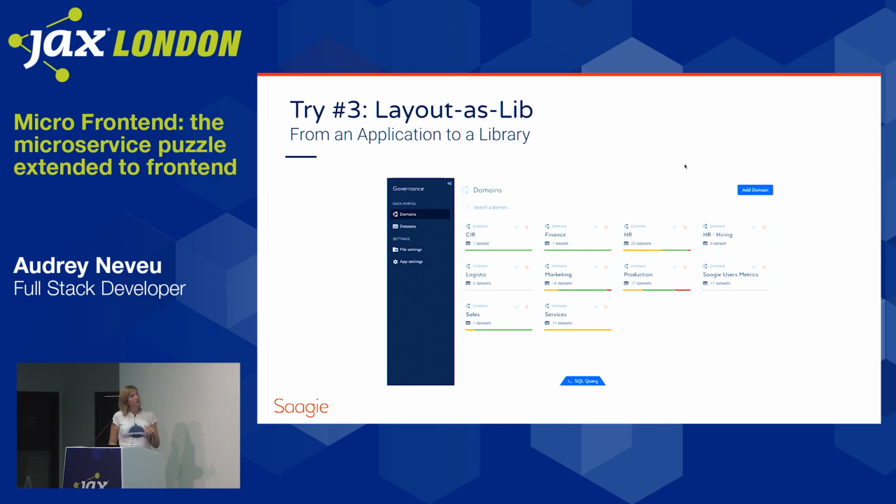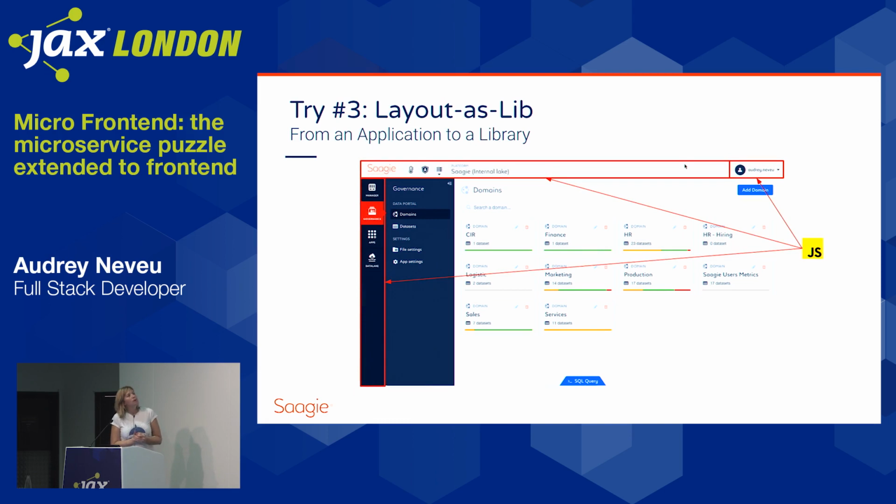So we recycled, we are very ecologist, so we recycled our web component from the beginning, the primary nav, the top bar, and the user menu. Except this time, instead of being in an application running on its own, they will be in a library, a JavaScript, as lightweight as possible library. And this library will then be installed by existing applications through NPM like any other library.